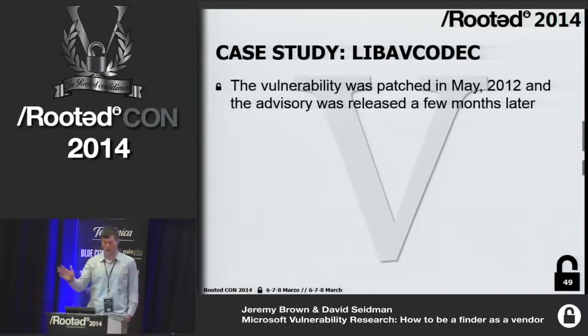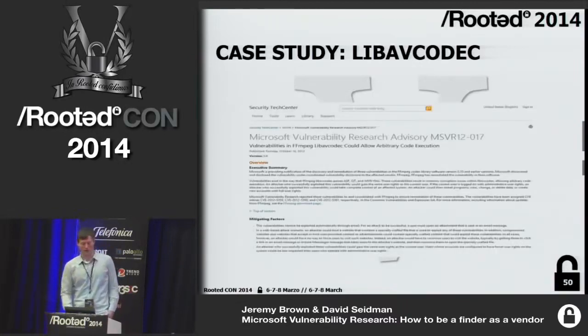This vulnerability, for example, was patched in May 2012, and a few months later, the vulnerability was released. And that's the end of the Loop AB codec. And here's the advisory for that one. So you can see overview, executive summary, mitigating factors.